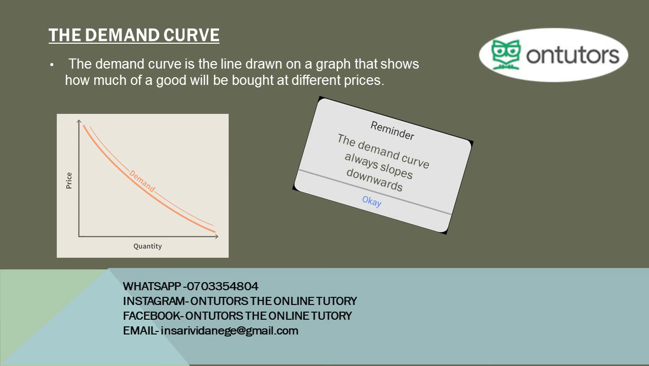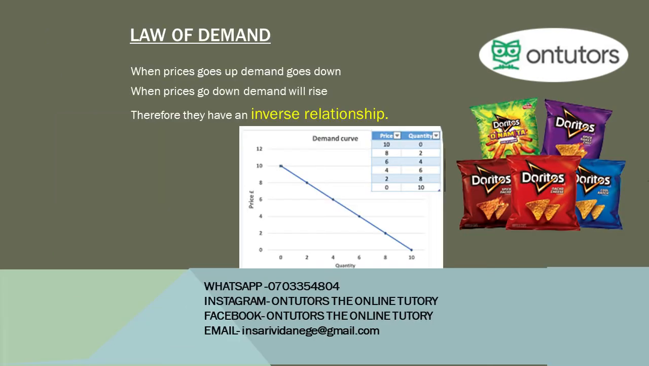Inverse relationship is when one factor goes up, the other factor goes down. For example, when the price of Doritos goes up, the quantity demanded of Doritos will go down. You can see that here in this demand curve. Let's say at price 10, quantity demanded is 0. At price 8, quantity demanded is 2. At price 2, the quantity demanded is 8. But at price 0, the quantity demanded is 10. But I'm sure you won't get a packet of Doritos for 0. That's definitely because it tastes so good.